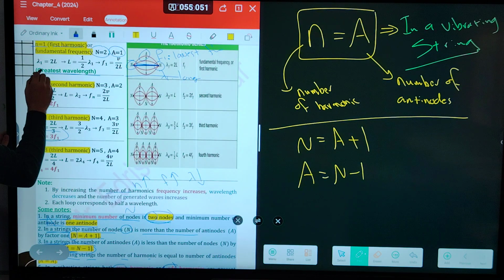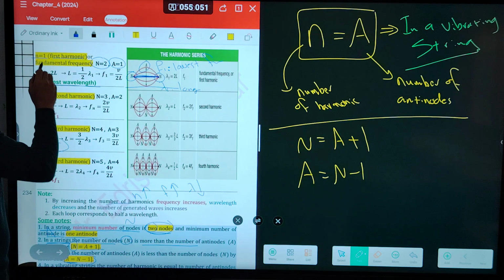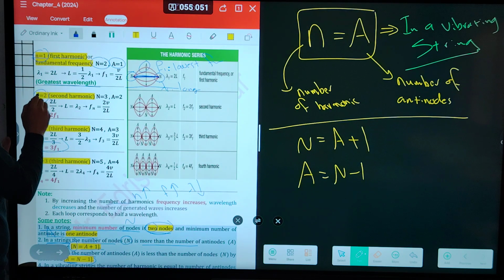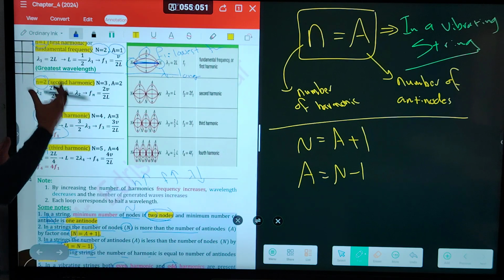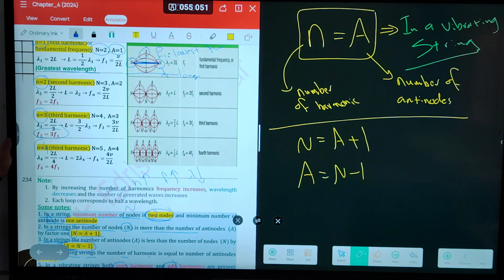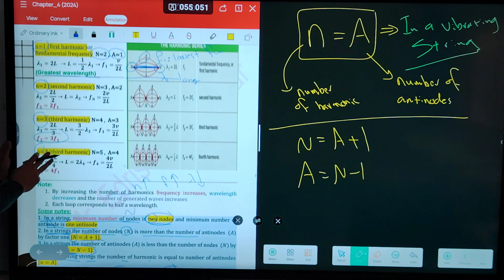As you can see here, how many harmonics do we have? 4. 1, 2, 3, 4. So this should be 4. We have many harmonics. You can calculate even for the 20th harmonic. Harmonic number 20, 25, 100, you can find it. We have a lot of harmonics.